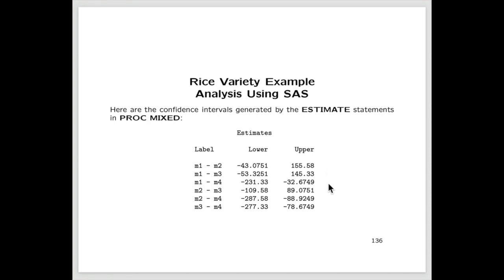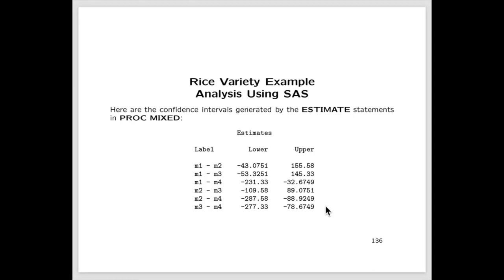And these are confidence limits for a 95% confidence interval by default. And so if you go back and compare these lower and upper confidence limits to the ones that we calculated by hand, you'll see that we get the same exact limits. But the great thing is that it's much quicker using proc mixed. So all of these calculations, all of these custom hypotheses, these specific comparisons, are very, very easily performed in SAS, either in proc GLM or in proc mixed.